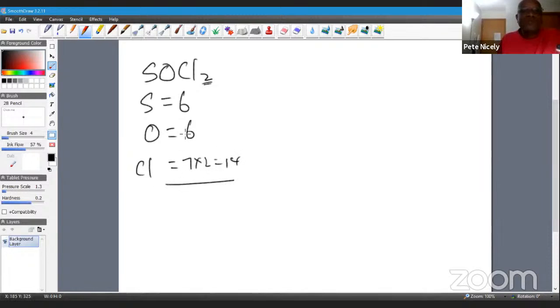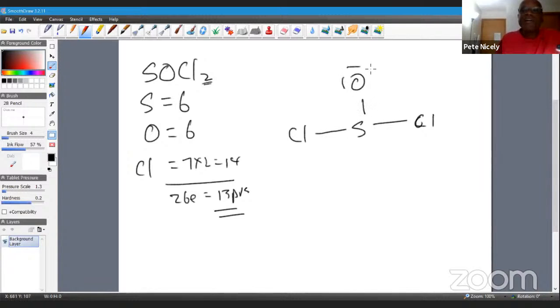Okay, so that's a total of 6 and 6, 12 plus 14, so that's 26 electrons, which is equal to 13 pairs. So we put the sulfur in the middle, surround it with the other atoms, because sulfur is the least electronegative element. So we start assigning our bonding pairs. Now remember, we have 13 pairs to play with. So 1, 2, 3, 4, 5, 6, 7, 8, 9, 10, 11, 12, which means that the 13th pair will go on the sulfur atom.